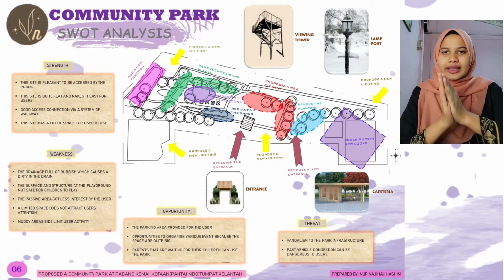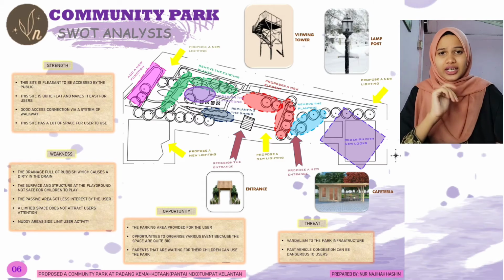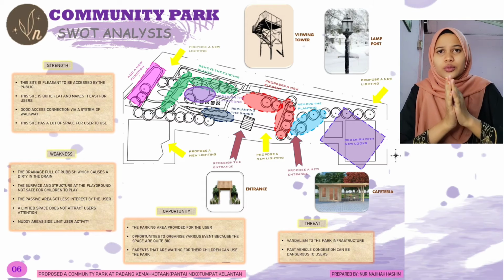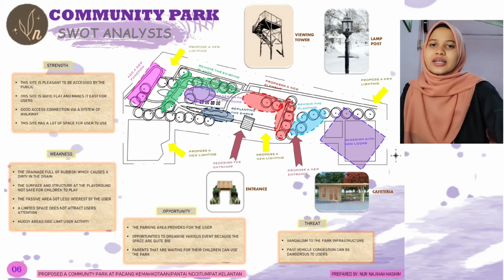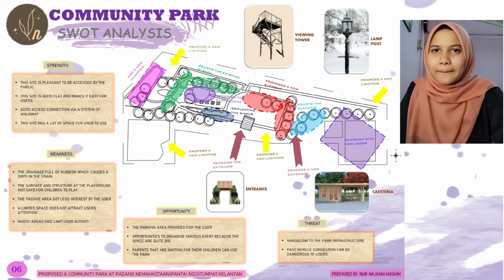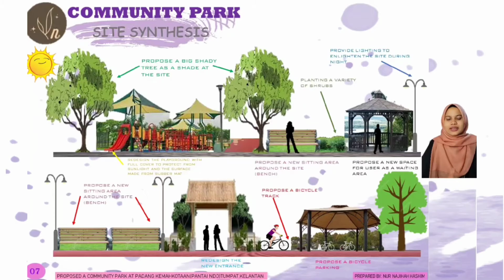And at the side of the park, I want to propose new lighting. This is an example of the lamppost that I want to propose. The viewing tower beside the river, and also a redesign with a new cafeteria. Okay, next I will move to the site synthesis board.